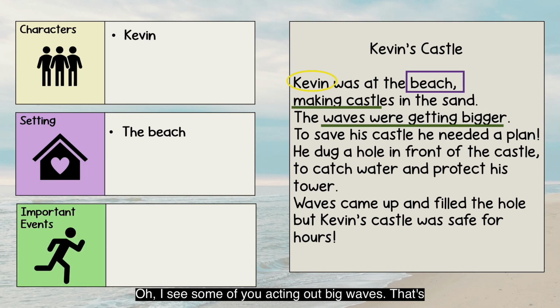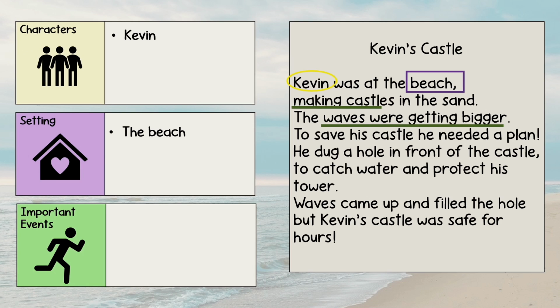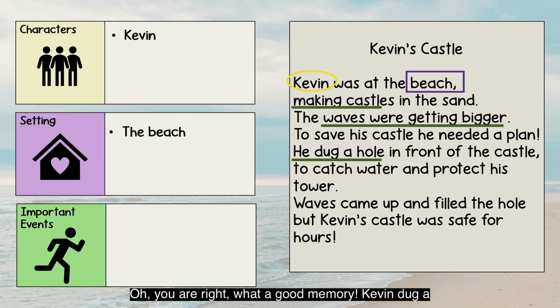Whoa! I see some of you acting out big waves. That's right. Kevin was making a castle, but the waves in the ocean were getting bigger. That sounds dangerous for Kevin's castle. What happened next? Oh, you are right. What a good memory. Kevin dug a hole.